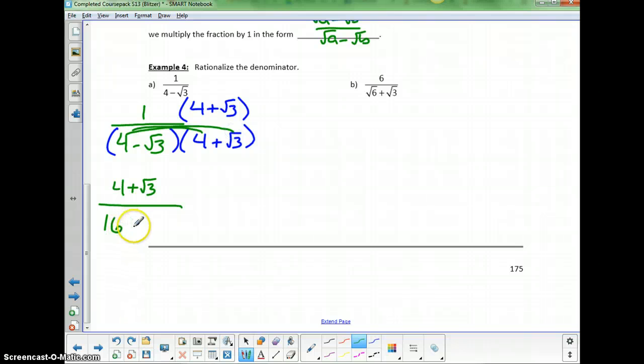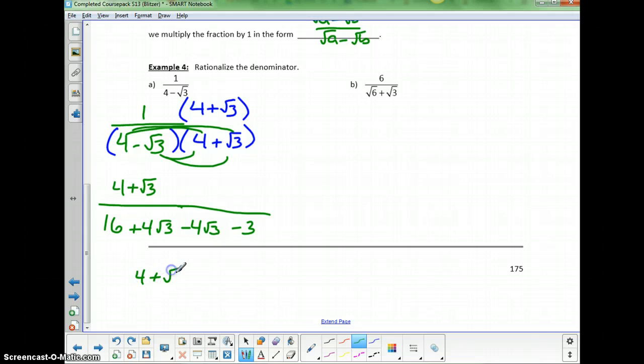4 times square root of 3 is 4 square root of 3. Minus 4 square root of 3. Minus 3. Now remember, because this was a conjugate, we're expecting our middle terms to cancel. They're going to. So we're going to end up with 4 plus the square root of 3 over, okay, those subtract to 0, so I've got 16 minus 3 is 13. Final answer.